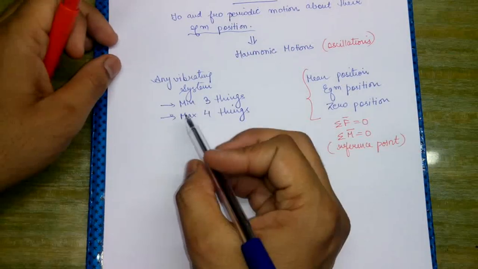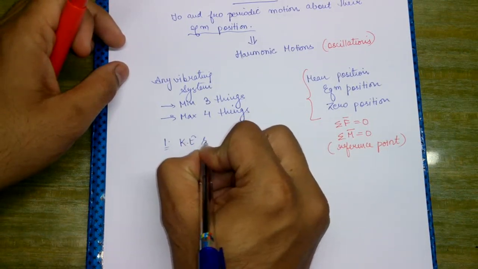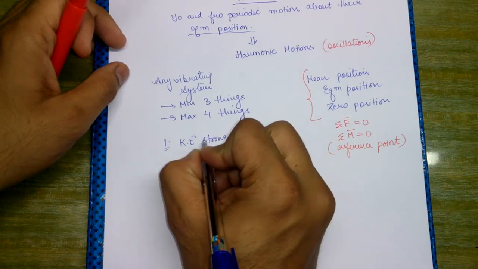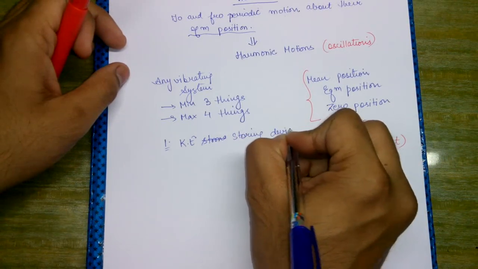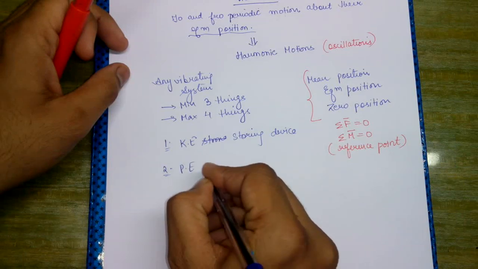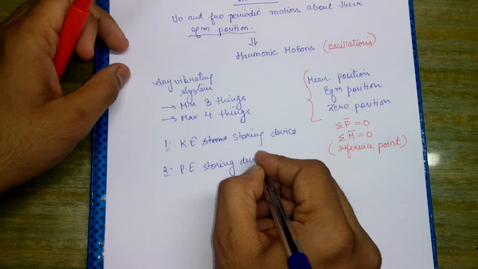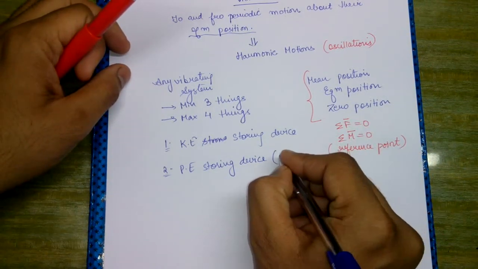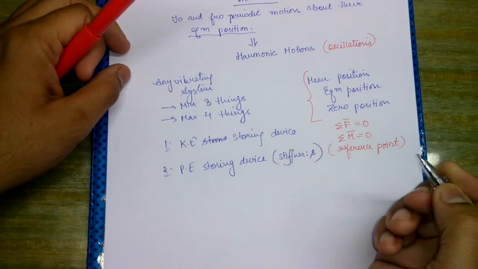So what are the main 4 things? The first thing is the kinetic energy storing device. Kinetic energy storing device. The second is potential energy storing device. Actually, I am having a sore throat, so my voice may not sound very good, and it is generally having a stiffness, say S.